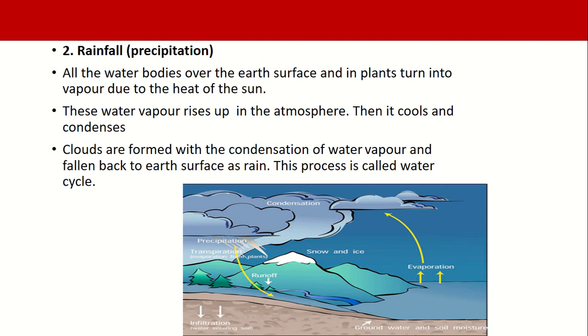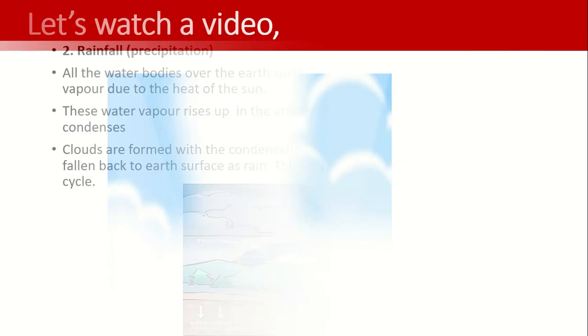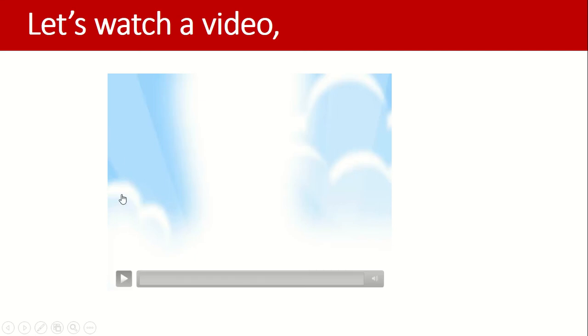Observe this picture. You can see evaporation, condensation, precipitation, and also transpiration from the plants, snow and ice caps, right? Okay, those are the main processes that happen in the water cycle. You can get a clear idea when you watch this video.